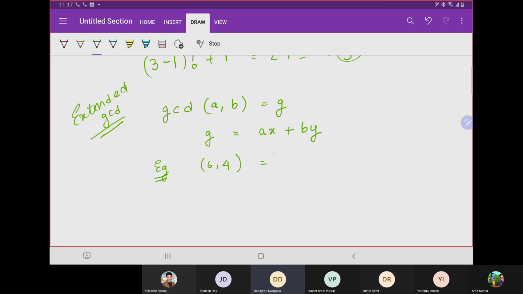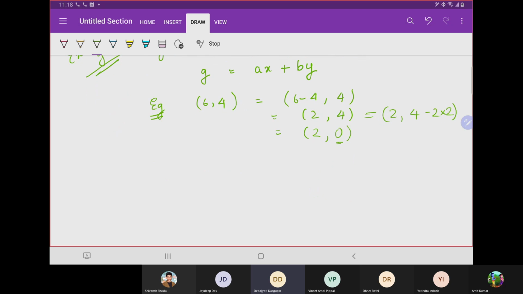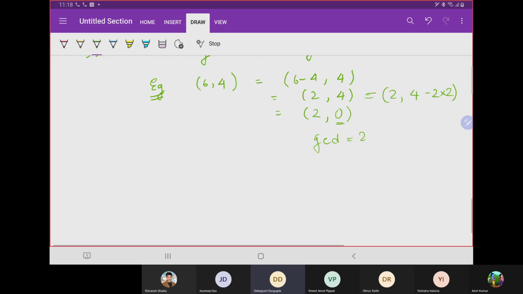Say I am finding the GCD of 6 comma 4. GCD of 6 comma 4 is basically GCD of 6 minus 4 comma 4, that is 2 comma 4, which is also GCD of 2 comma 0. Why did we do this? Because GCD of 2 comma 4 minus 2 into 2. I hope this is very clear. I guess this process was taught in school. Since one of the terms is 0, I can claim that my GCD is 2. This was Euclid's method of finding GCD, right?